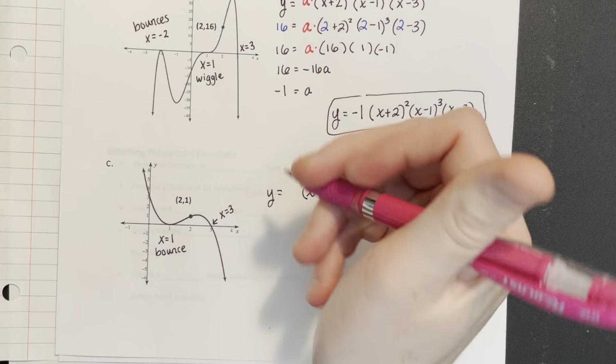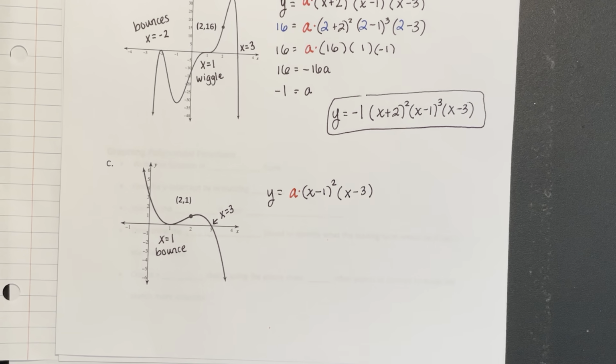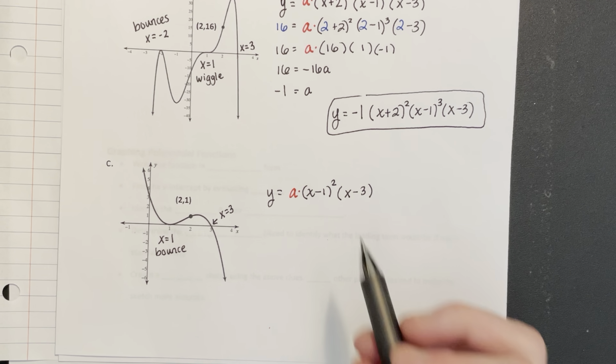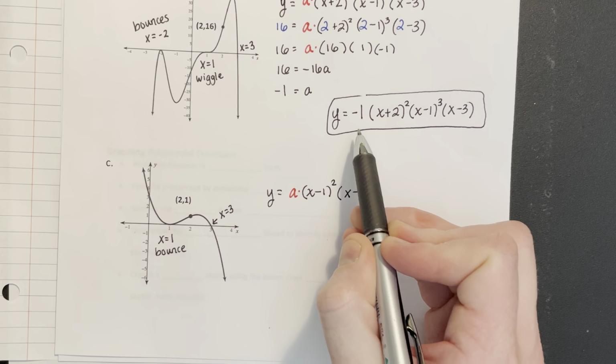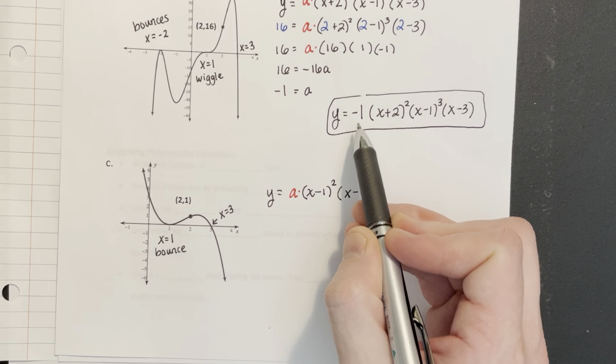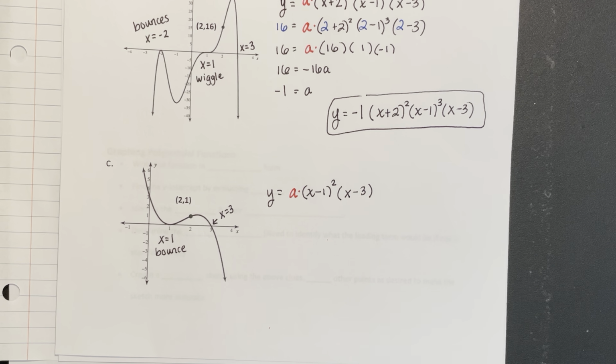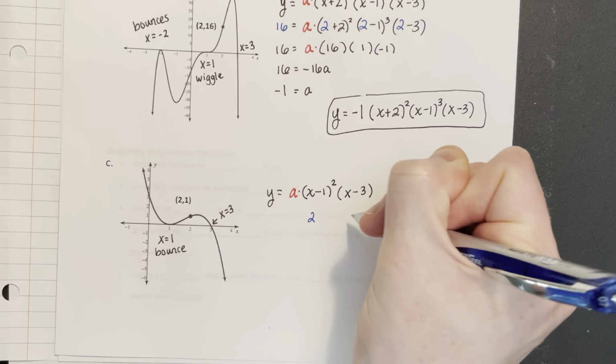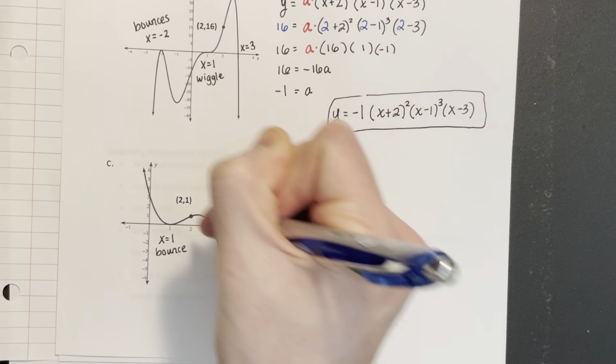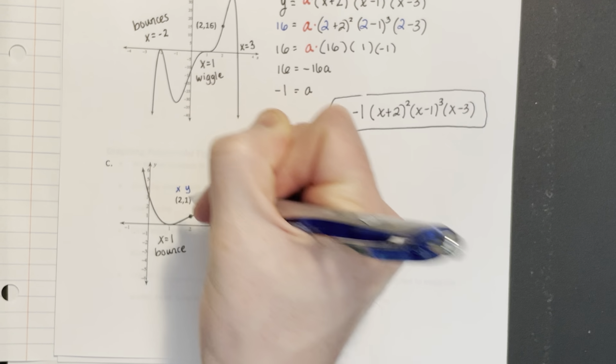There's the unknown vertical stretch or vertical shrink that could be happening. It could be a reflection, we don't know. So in the last one we saw a negative, that was a reflection. It didn't really stretch it. But I'm going to plug in some other point, and we've got a point 2, 1. So when x is 2, y is 1. There's our x and y coordinate.